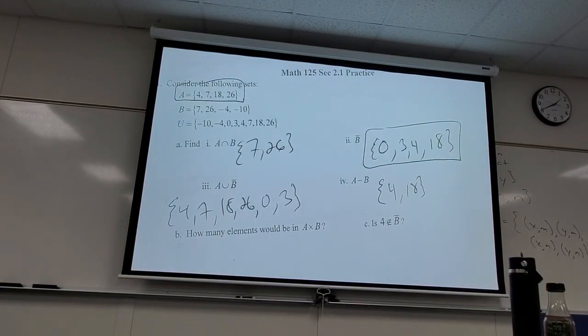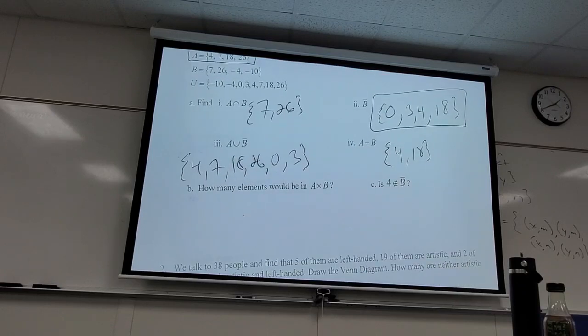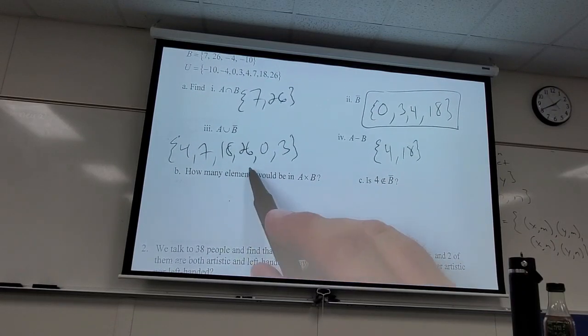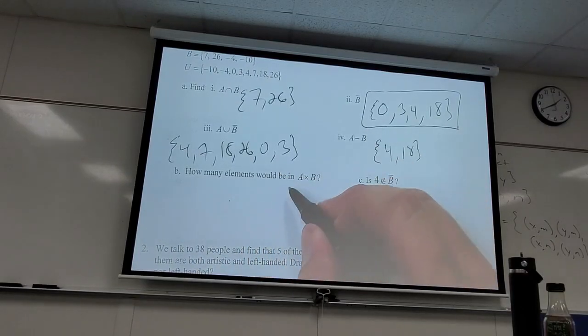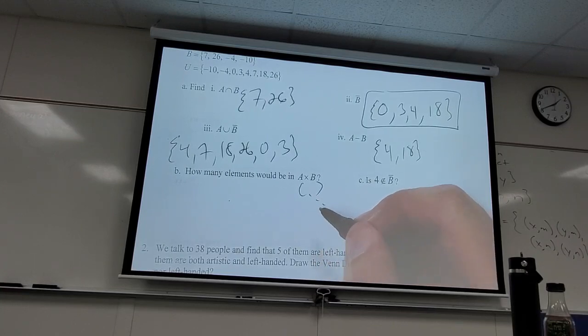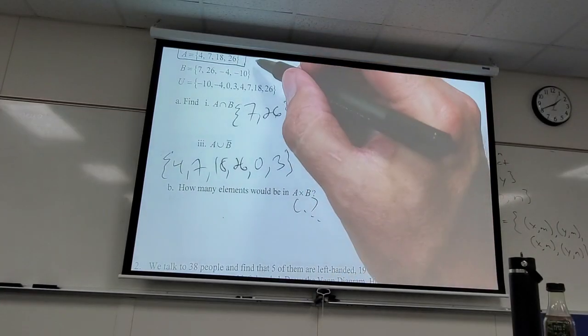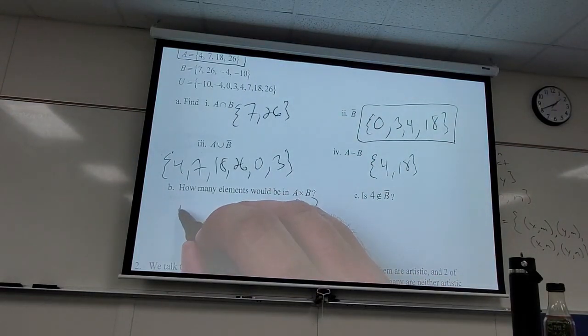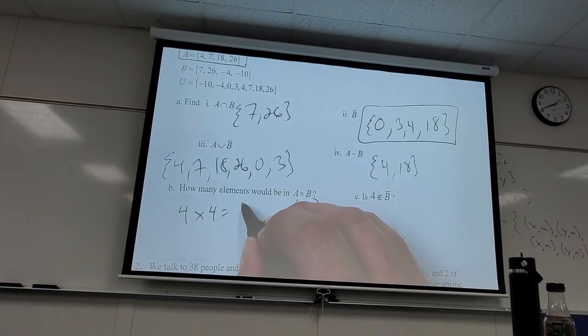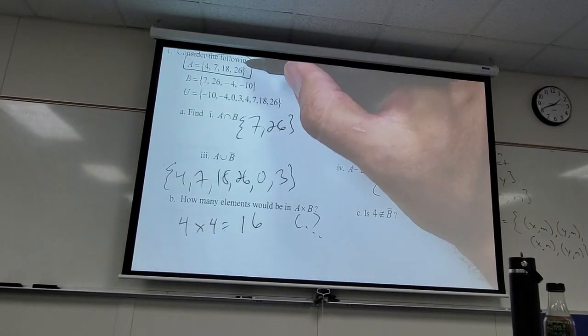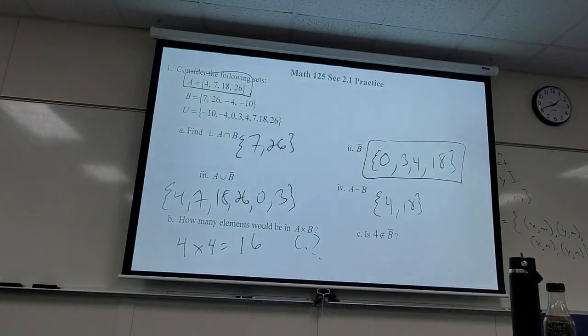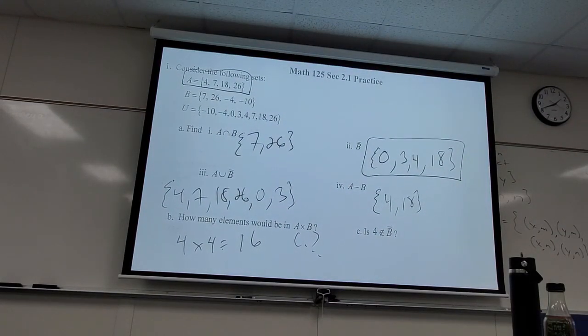Now this one, I hope nobody tried to write all the answers because they didn't ask for that. Just how many elements would it have? It'd be a bunch of points, but how many points would you end up with? How many elements in A? 4. How many elements in B? 4. So you'd end up with 16. And yes, one of them would be, for example, 26, 26. You can have a point 26, 26. That's a valid point. So in this case, it doesn't matter if there's a repeat. You still put them together.